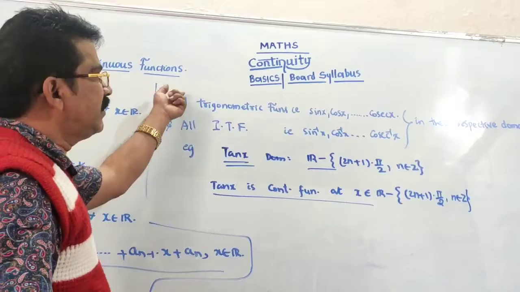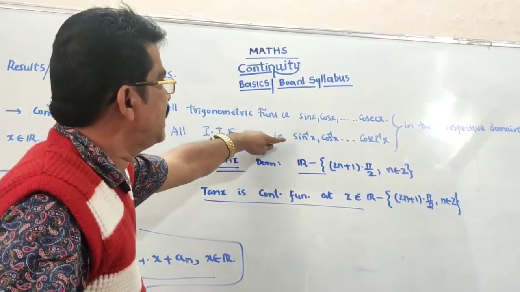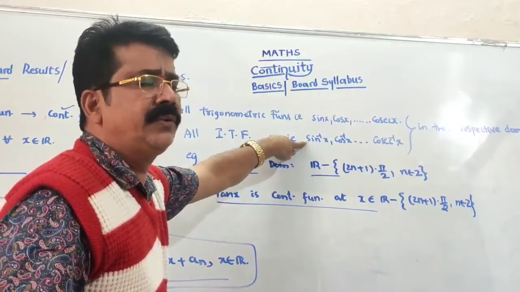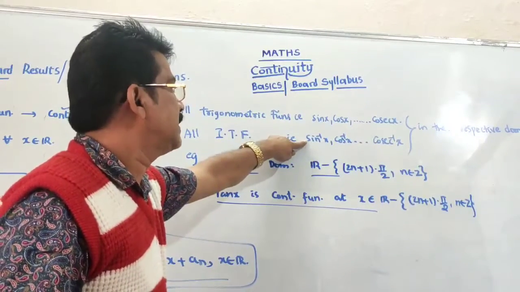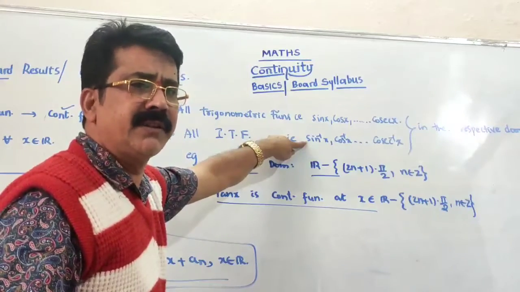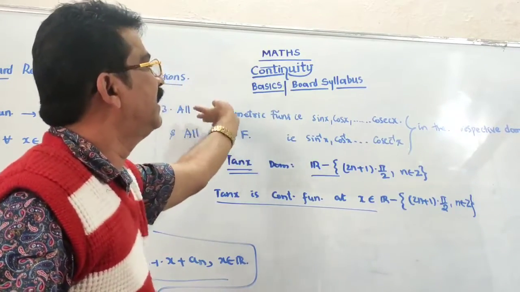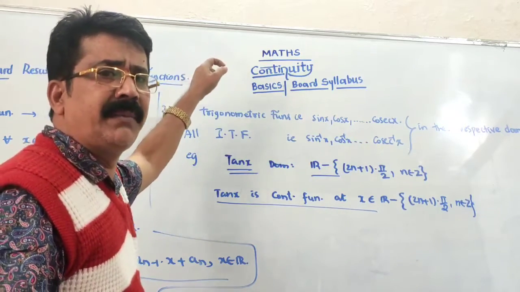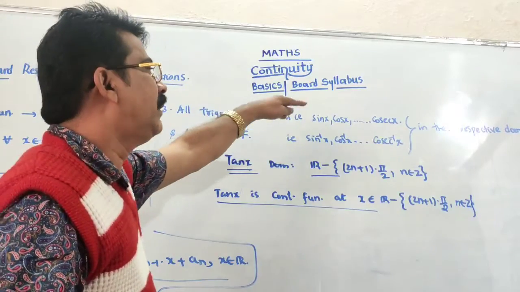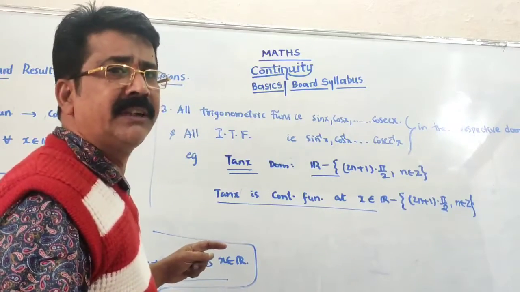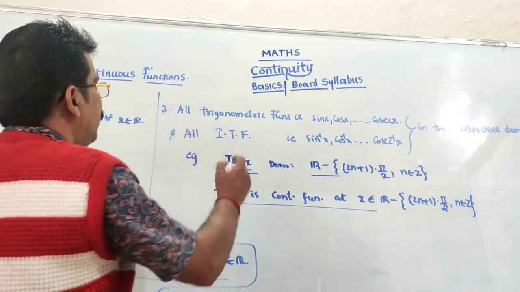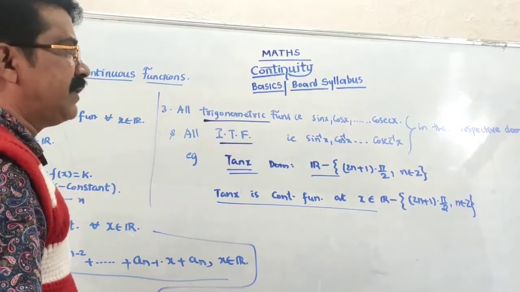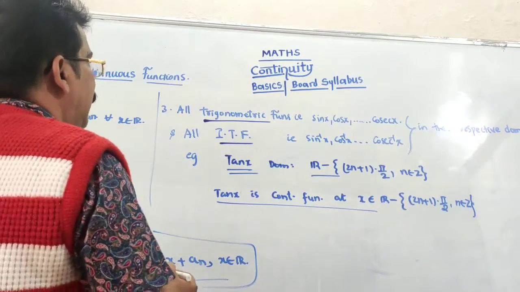So therefore, similarly sin inverse x, cos inverse x. Sin inverse x domain is what? Closed interval of minus 1 comma plus 1. So in the closed interval of minus 1 comma 1, sin inverse x is always continuous. Similarly cosec inverse x, domain x belongs to capital R minus open interval of minus 1 comma 1. In that area cosec inverse x is always continuous. So therefore all trigonometric functions and all inverse trigonometric functions are continuous in their respective domains.